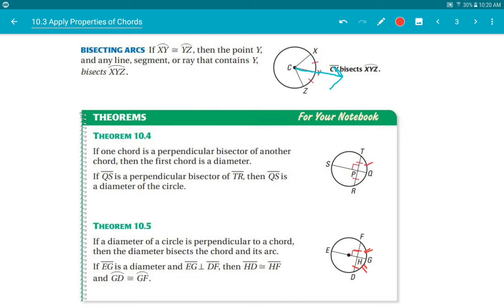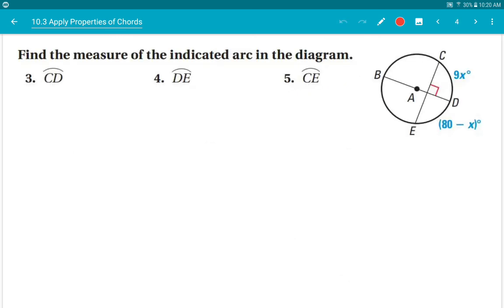Here, same idea: these two arcs would be congruent because it's perpendicular, and you're splitting up that chord into two congruent parts, therefore those two pieces of the arc will also be congruent. Since it's being bisected, not only is the chord going to get bisected, but also the arc is going to get bisected. Let's look at some examples on the next page.